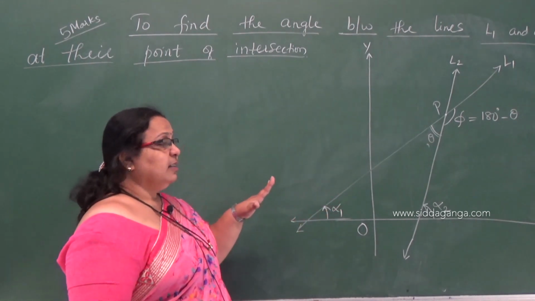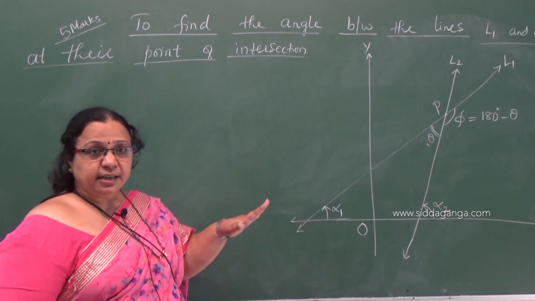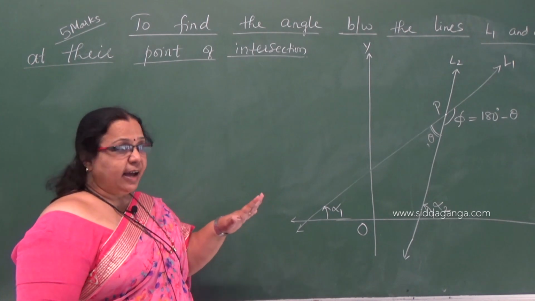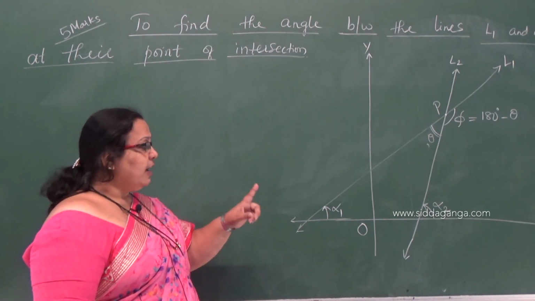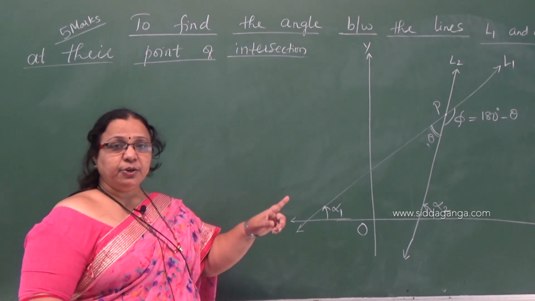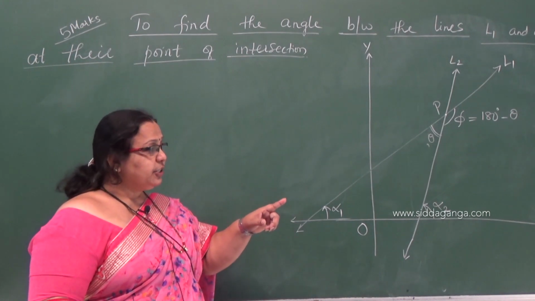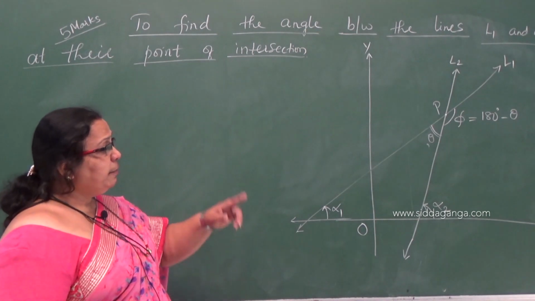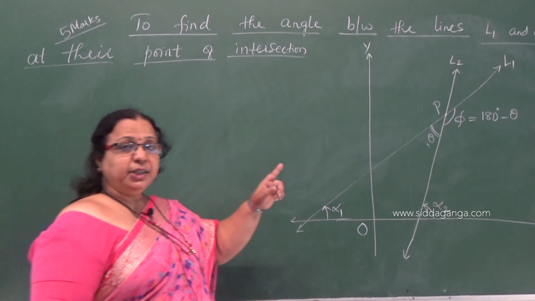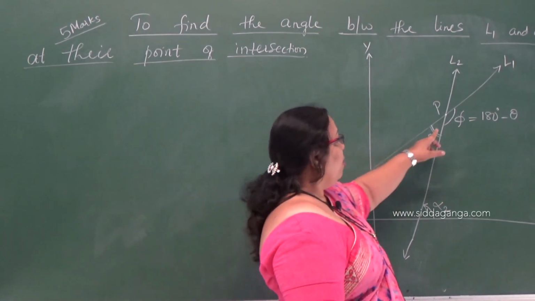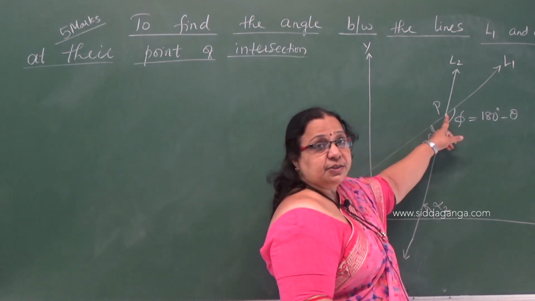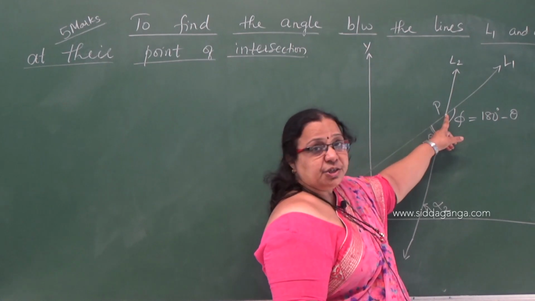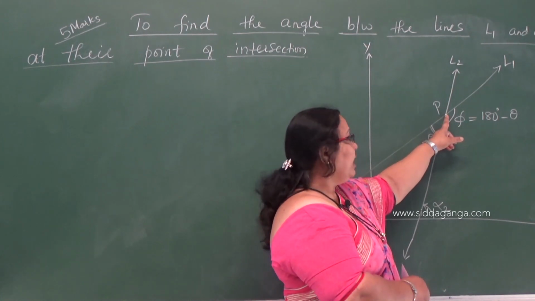Let the lines L1 and L2 be inclined at angles alpha 1 and alpha 2 with the positive x-axis. Let P be the point of intersection of the given two lines.